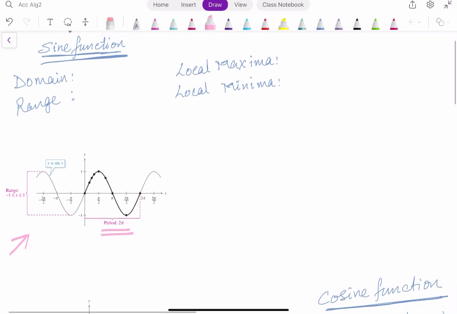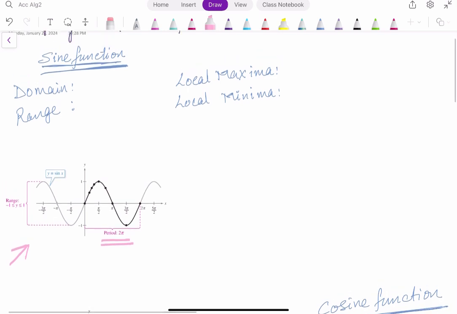So it has a wave and it passes through the origin (0, 0), and the period is listed as 2 pi. So 2 pi is the one cycle in which the sine function will be completed. So the domain will be the whole entire number line, that means negative infinity to infinity, and range is negative 1 to 1. The reason is the sine and cosine function, they are oscillating functions.